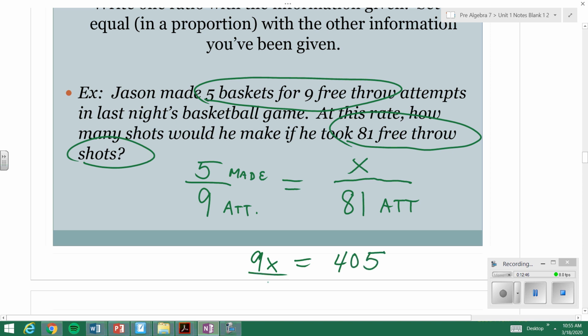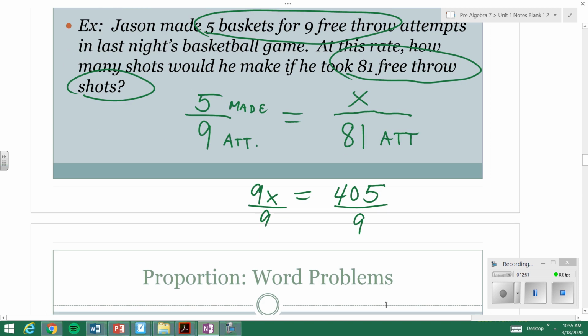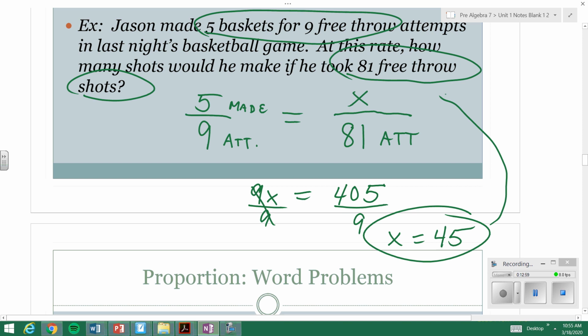And then we're going to have to divide by 9 on both sides. Divide by 9 on both sides, and x is going to be equal to 45. Let's put it back in context just to see if it makes any sense. 5 made shots to 9 attempts. Is that equal to 45 made shots out of 81?